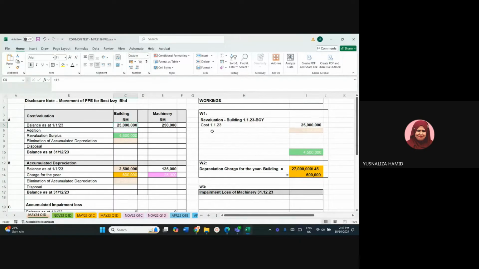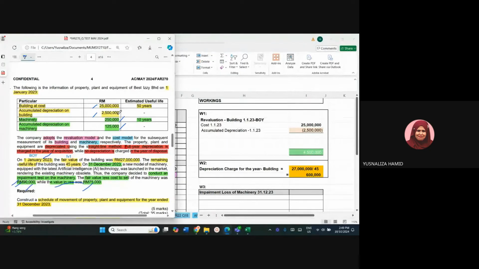Then your second step is to find the accumulated depreciation, because now you want to find any revaluation surplus or deficit. The accumulated depreciation that you need is as at 1st of January 2023. The amount you don't have to calculate, it is given. Where? In the question here, this one, 2.5. This 25 also was given here in this question. So just pick this and put it here.